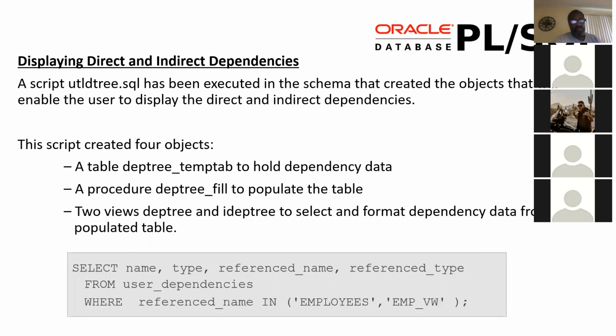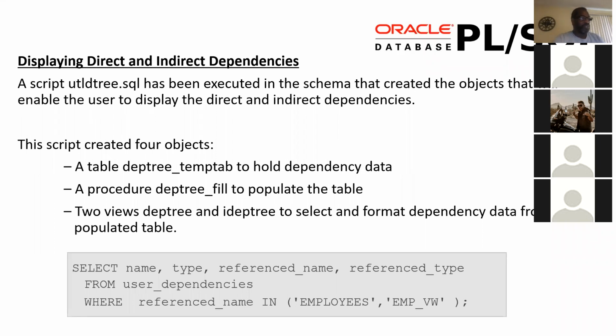And basically this is showing you that the script creates 4 objects: a table, department tree, temp tab, which is just a dependency table, and a procedure. If there's a procedure that's dependent, it'll show you that as well. And whatever your views are, department or IDEP tree, those are just dependency association, dependency tree and IDEP tree.